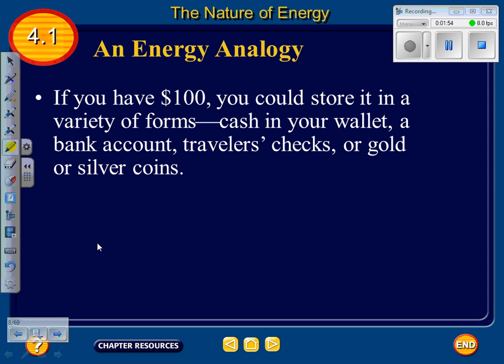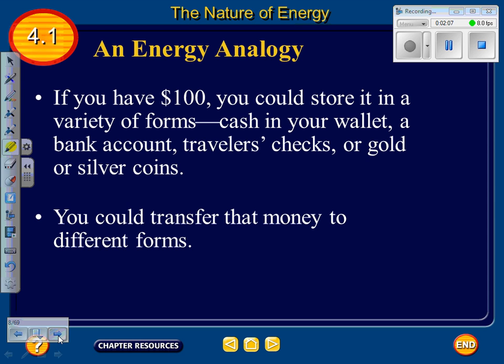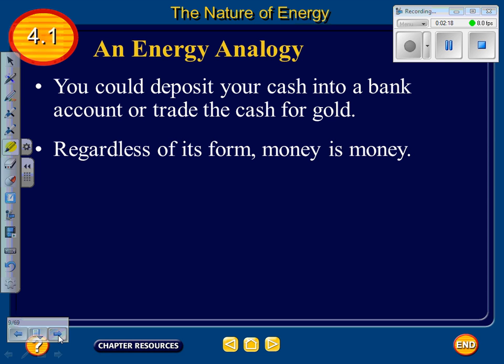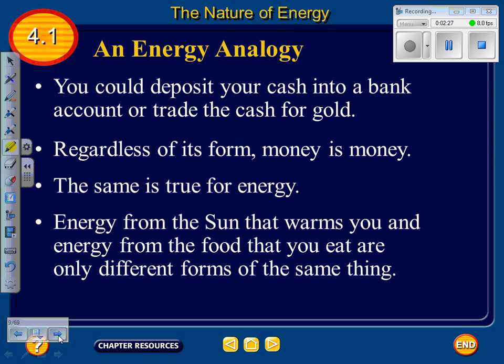An analogy or a story about energy goes, if you have $100, you could store it in a variety of forms: cash in your wallet, a bank account, traveler's checks, gold or silver coins. You could transfer that money to different forms. You could deposit your cash into a bank account or trade the cash for gold. Regardless of its form, money is money. The same is true for energy. Energy from the sun that warms you and energy from the food that you eat are only different forms of the same thing.